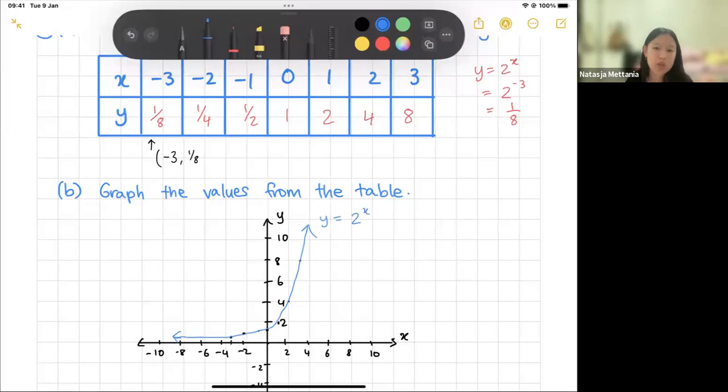Once again, don't forget to label. This will be y equals 2 to the power of x, just like so. I'm done.